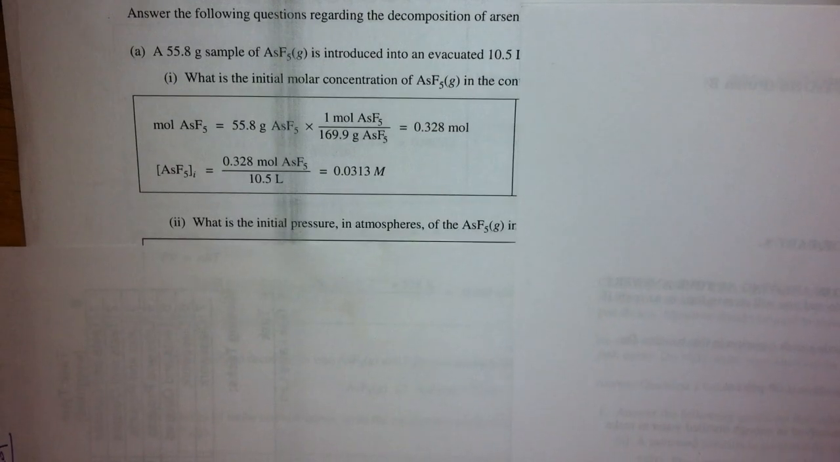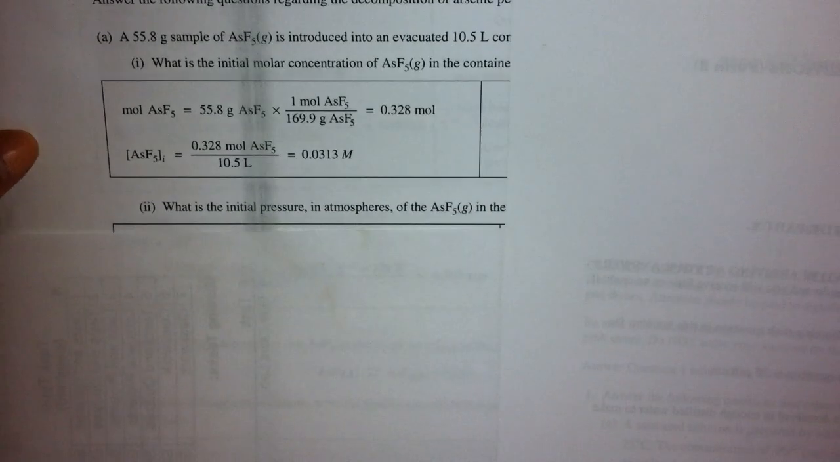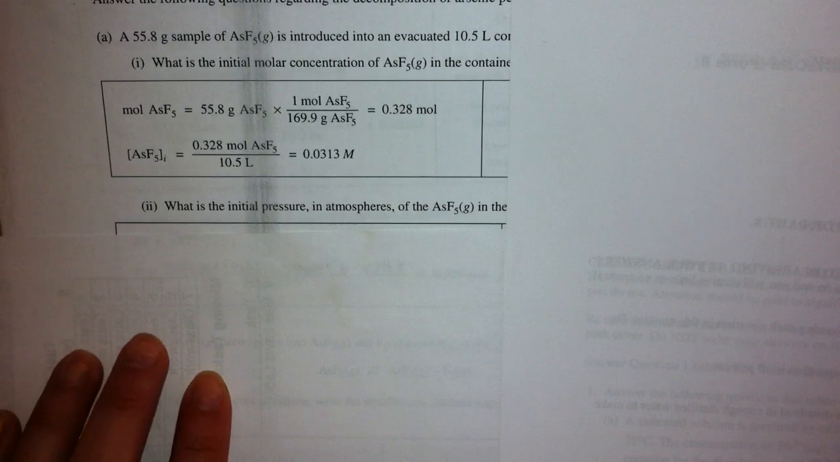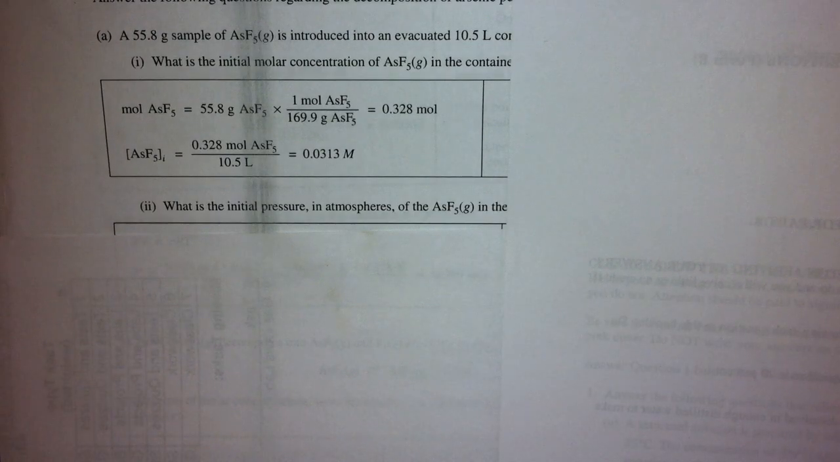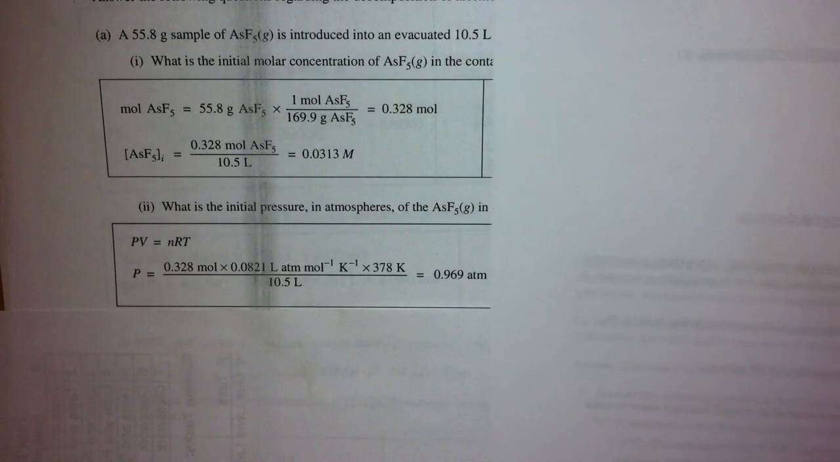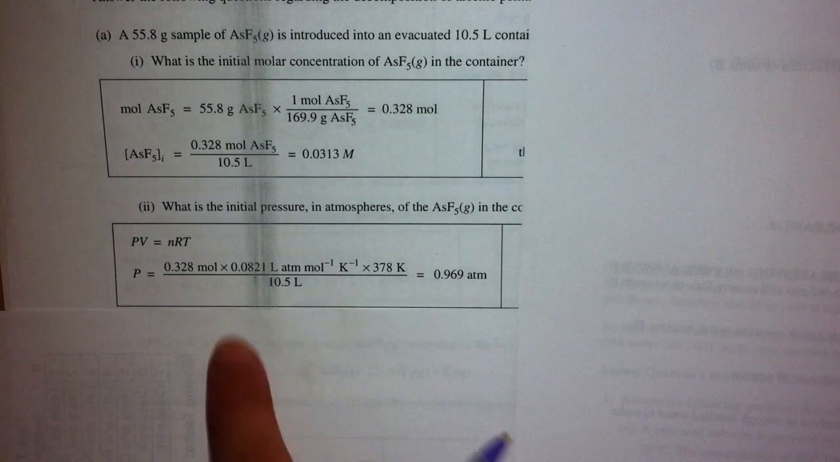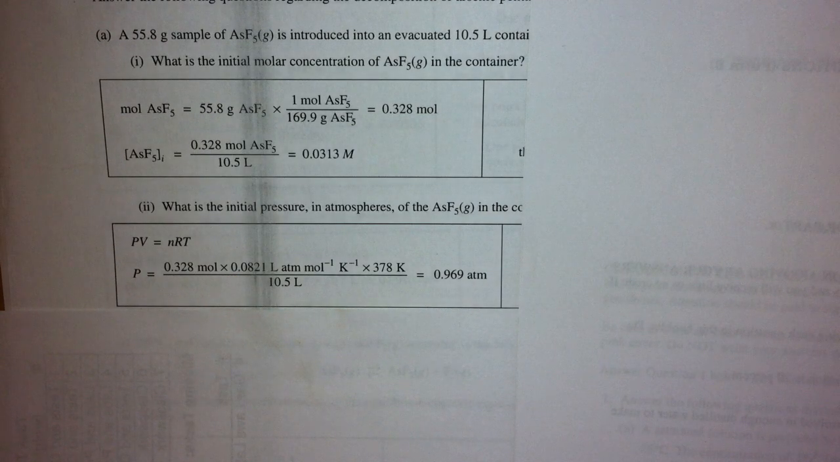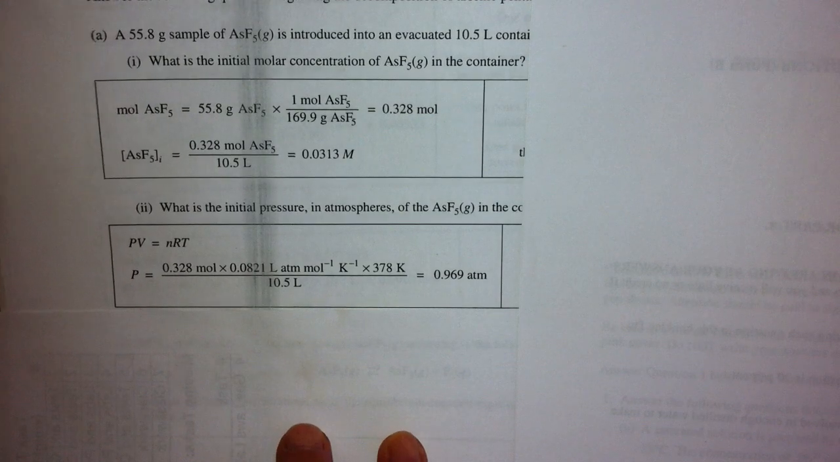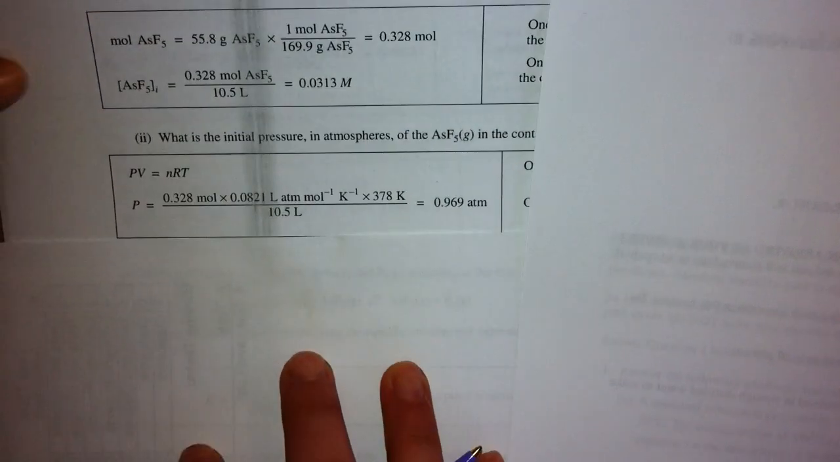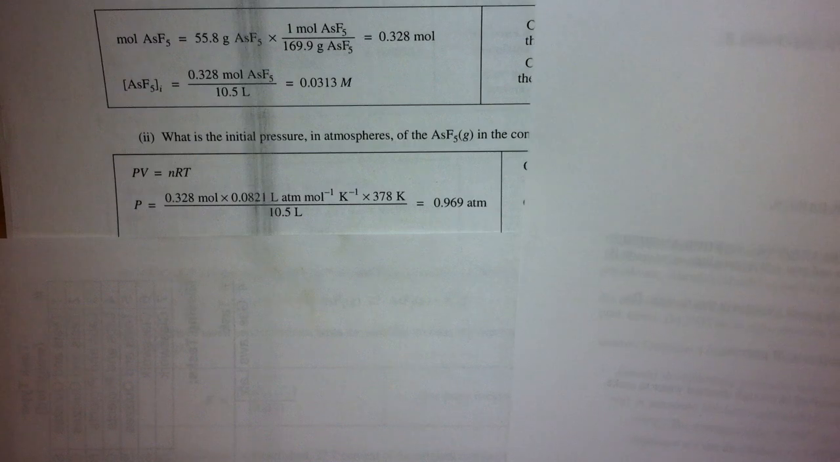Then it says, what's the initial pressure of it? Well, if we have the volume and the temperature and the moles, we can find the pressure because of PV equals nRT. So we can substitute into PV equals nRT, and we're going to find that if we use 0.0821, we have 0.969 atmospheres. So that part's pretty straightforward.